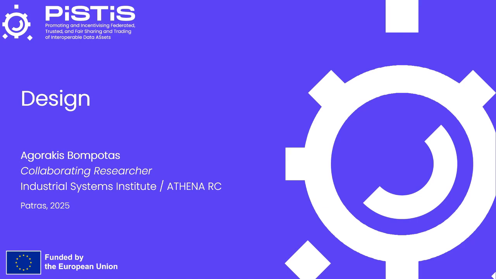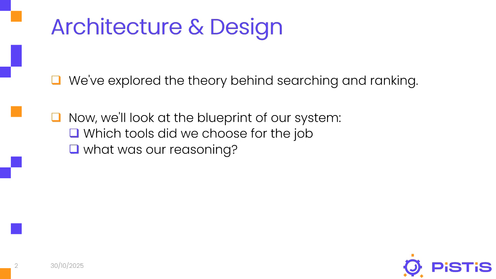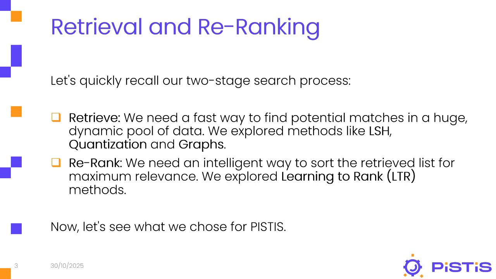Welcome to Lesson 5. So far we've explored all the theory behind searching and ranking. Now we're going to look at the actual blueprint of our system. Which tools did we choose for the job and what was our reasoning? Let's quickly recall our two-stage search process.